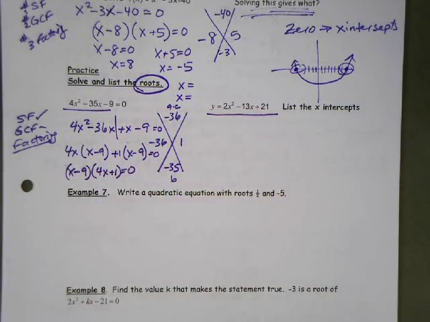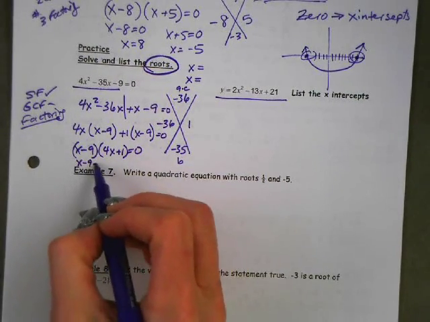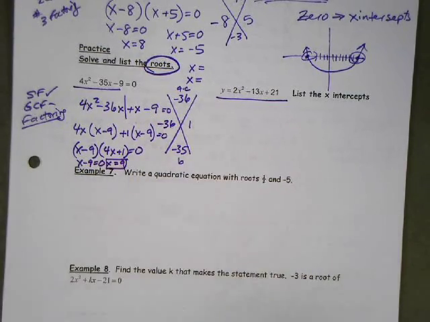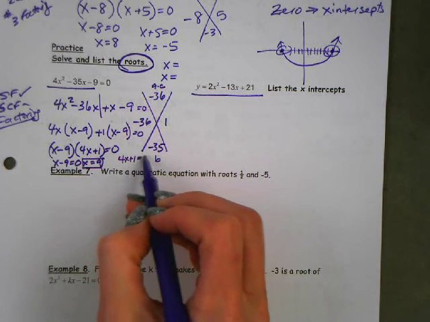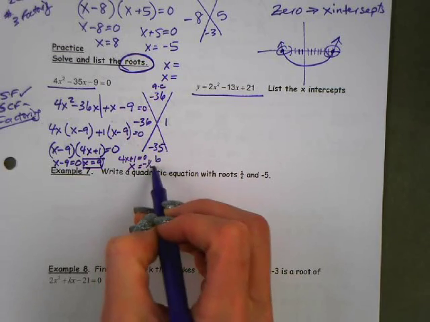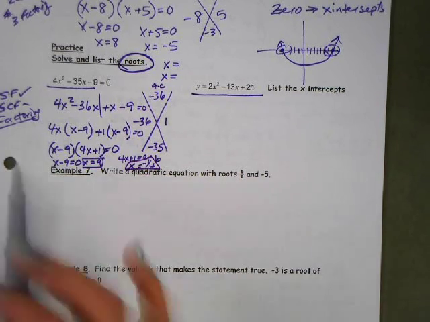At this point I set them equal to 0, so I have x minus 9 equals 0, so x is going to equal 9. Add the 9 to both sides. Then 4x plus 1 equals 0, so I subtract the 1, divide by 4, so x equals negative 1/4. Is there anyone that got different answers?